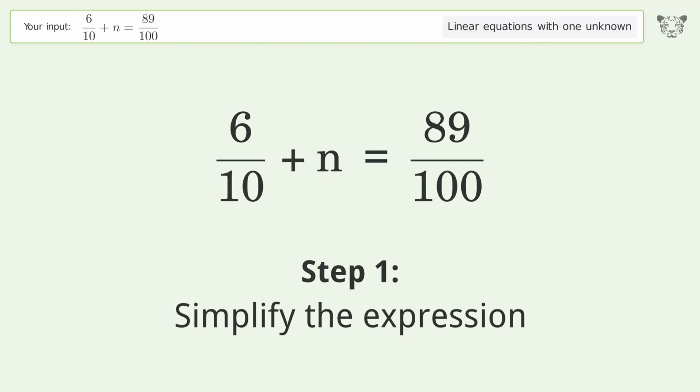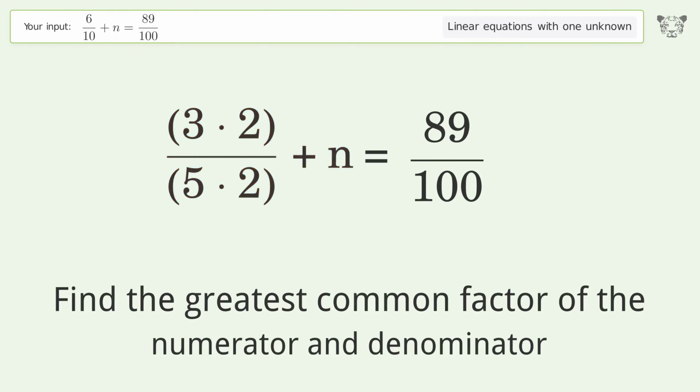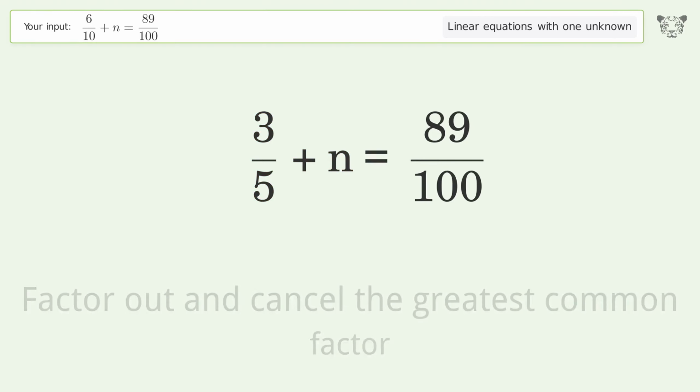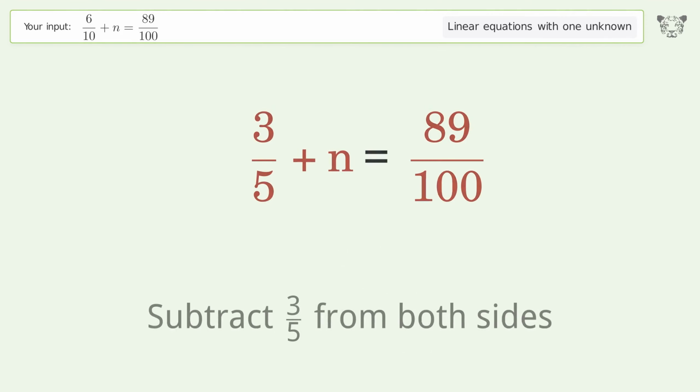Simplify the expression. Find the greatest common factor of the numerator and denominator. Factor out and cancel the greatest common factor. Group all constants on the right side of the equation. Subtract 3 over 5 from both sides.